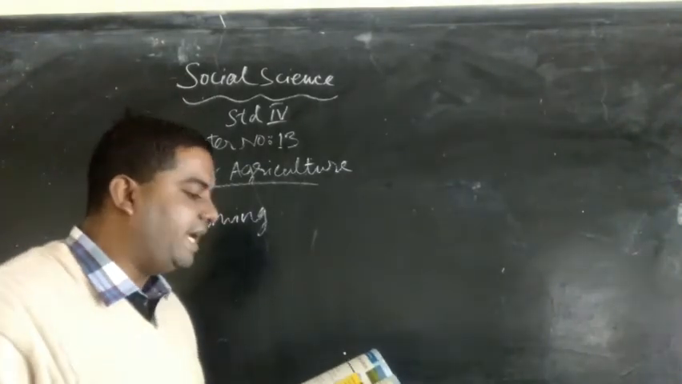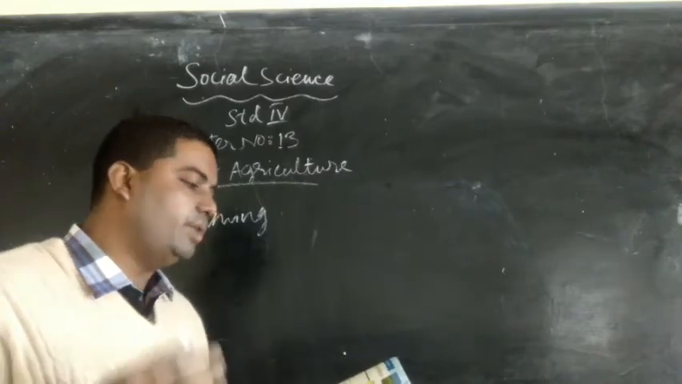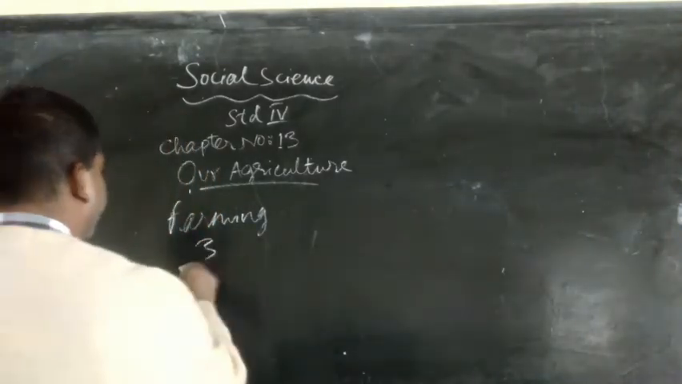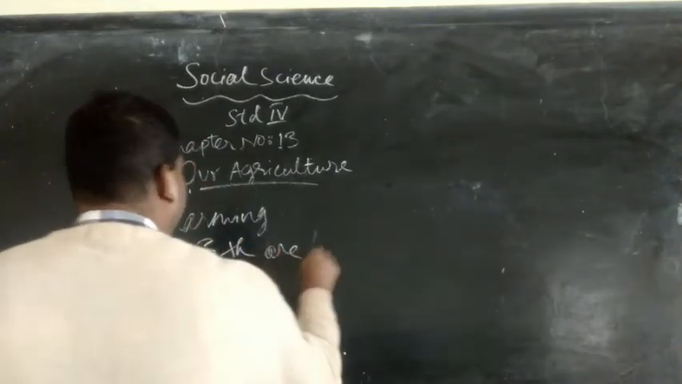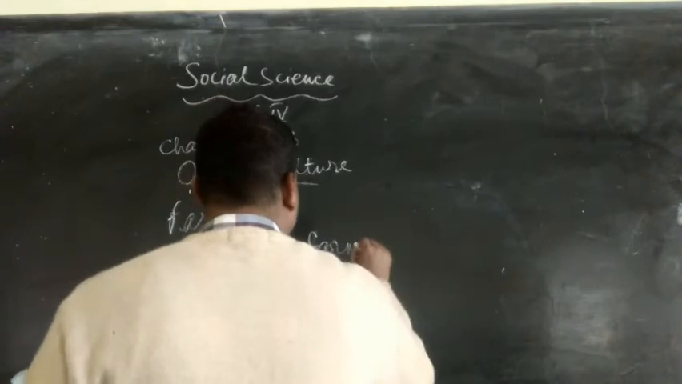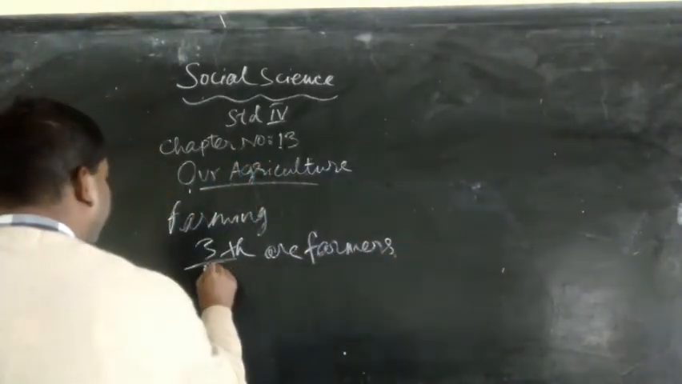Nearly 3/5 of the Indian population are farmers. So 3/5 of the Indian population are farmers. 3/5.